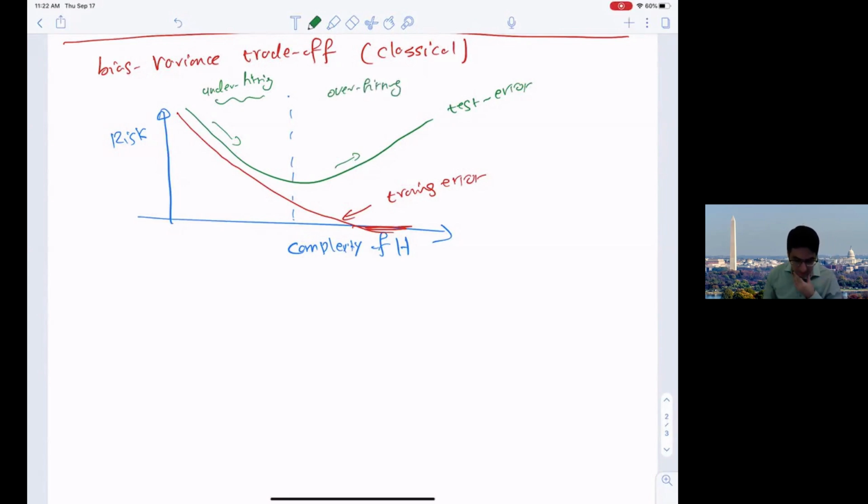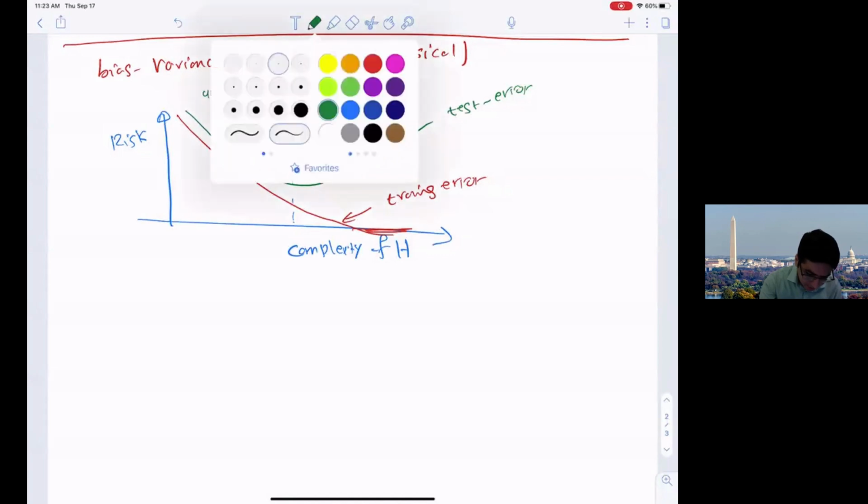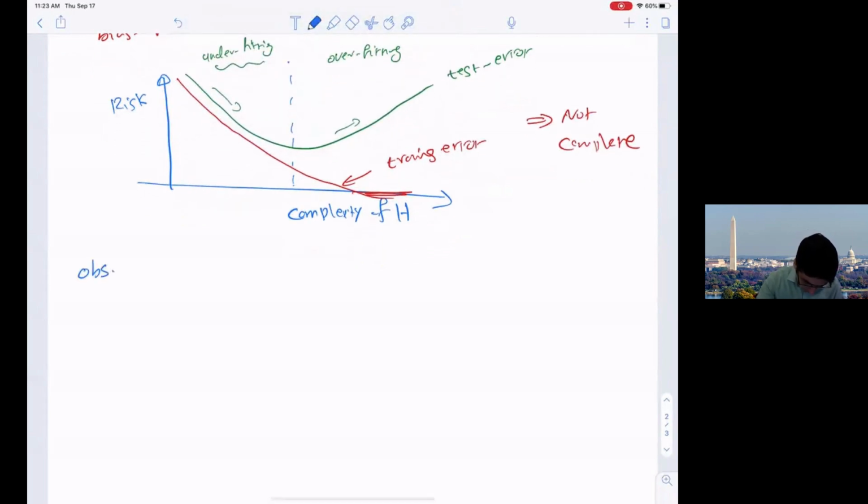Okay, so this is the picture that oftentimes in introduction to machine learning courses has been discussed. But we argued last time that this picture is not complete. I'm not saying it is wrong, I'm saying it is not complete. So there's a somewhat surprising observation by this paper that we posted on the course webpage, Belkin et al., 2019.